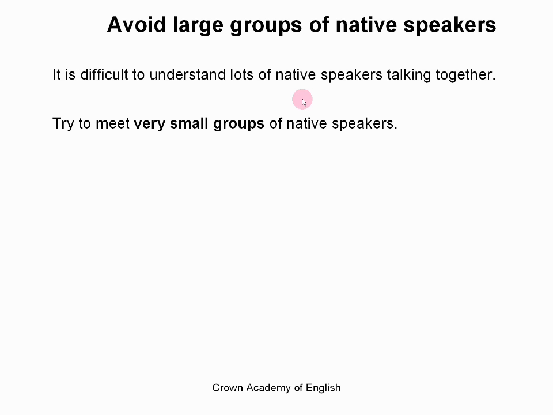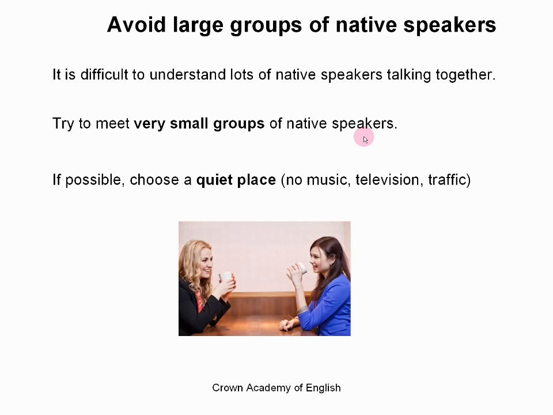And since they are in the majority, they will probably not slow down for you. Okay, it's difficult. So it is impossible to direct a conversation, to control a conversation when there is a majority of native speakers. So it's very important to meet small groups of native speakers. If possible, just one or two. And again, if possible, choose a quiet place with no music, no television, no traffic in the background. Okay, so this is an ideal situation here. Just one other person, maybe two, and in a quiet place.